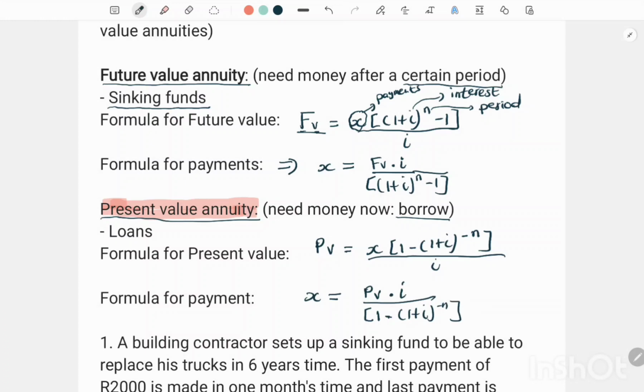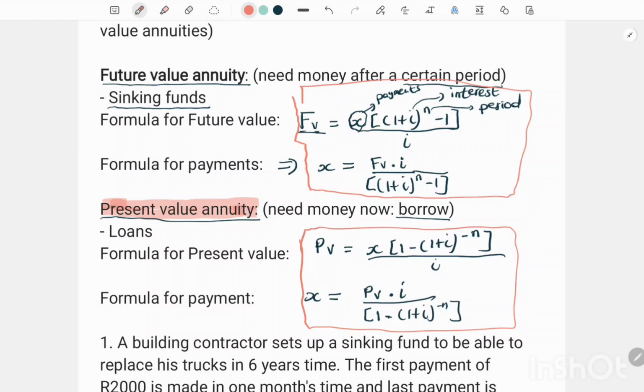Guys, when you know these two types of formulae, you are set. They will also provide these formulas in your information sheet. But for the payment, you have to know the formula. Let's continue and go to the questions.